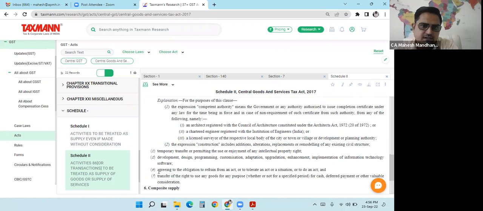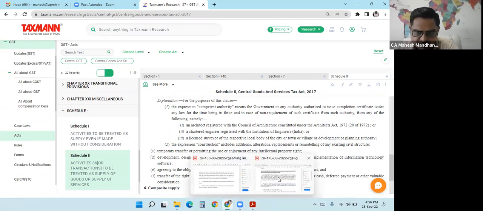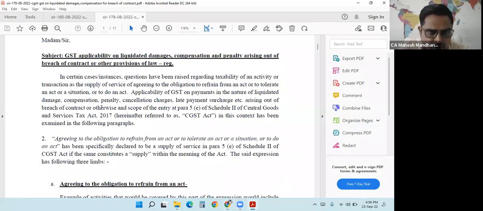Now regarding this, there were various questions, and various litigations were going on. So CBIC has come out with a circular, that is Circular number 178. Before going through this circular, I would like to make one point clear: all the circulars we are studying today are issued by the CBIC under a particular section, that is Section 168. As far as the legal authority attached to the circulars issued by the CBIC is concerned, whatever is mentioned in these circulars is binding on the department, whether state or central, but the same is not binding upon the taxpayers.